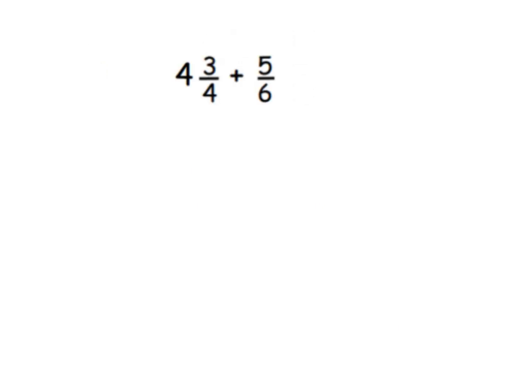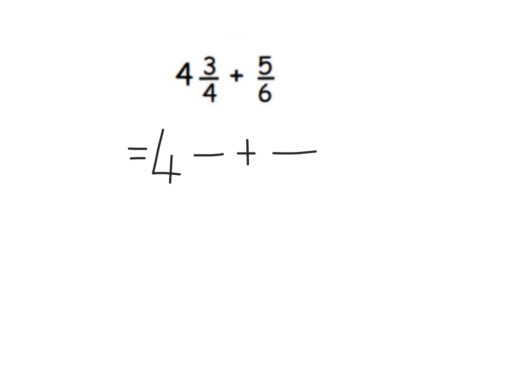Okay, so my question's going to be a bit trickier now. We're going to involve some whole numbers in here as well. So on this one, we're just going to leave the 4 as it is just now for a wee second and deal with the addition of the two fractions. So we're going to leave the 4 at the front as it is, and we're going to find the lowest common multiple of 4 and 6.